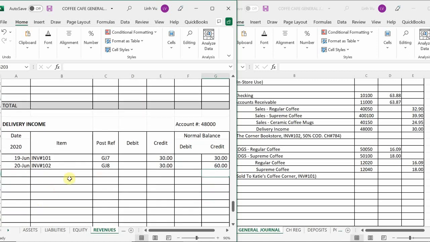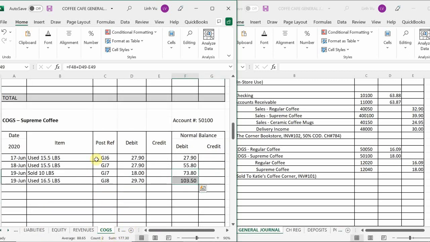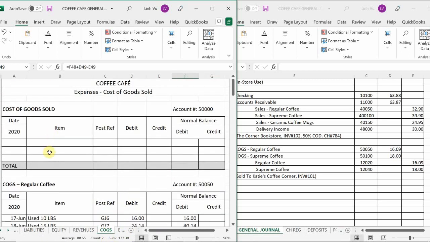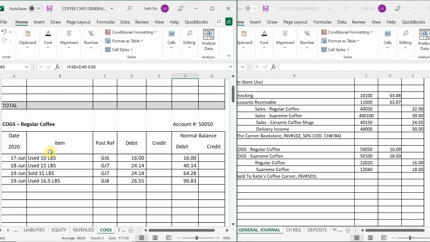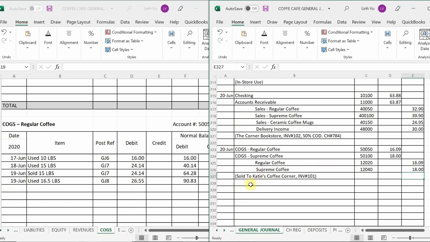So I have to update my cost of goods sold now, right? Go to your ledger. We have to change our note, don't we? It's for the corner cafe? Yes. Yeah, thank you. Sold to the corner bookstore. Invoice number 102.